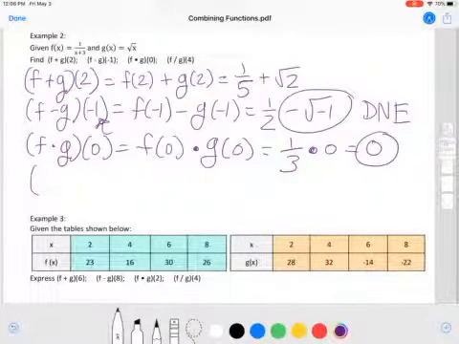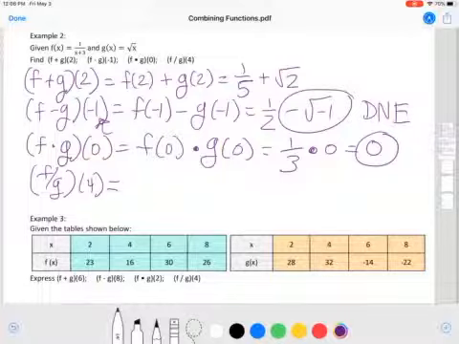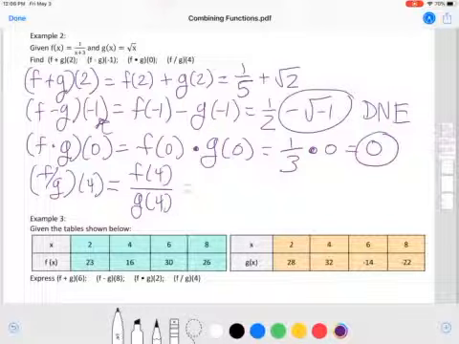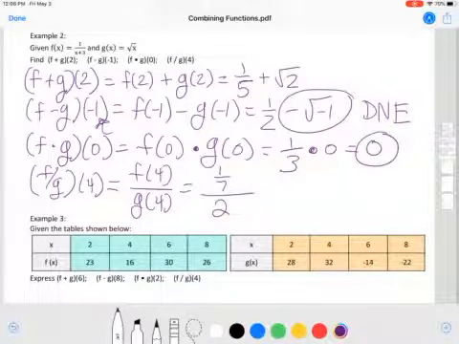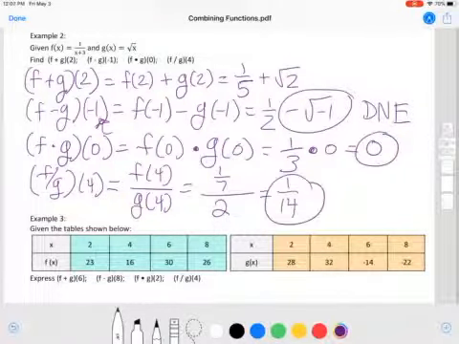Last example, f over g of 4 means I'm going to take f of 4 and divide by g of 4. F of 4 is 1/7. G of 4 is 2. And when I divide 1/7 divided by 2, that's going to give me 1/14. So f divided by g of 4 is 1/14. That's a mouthful.